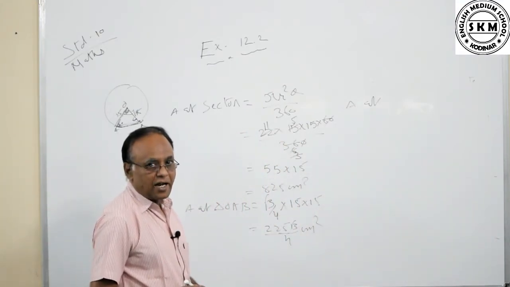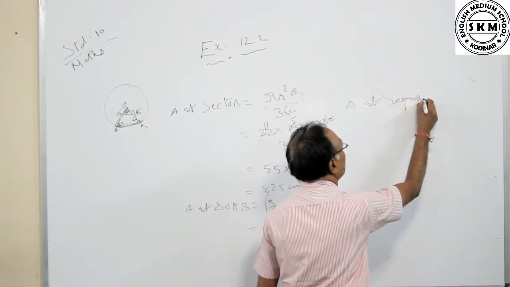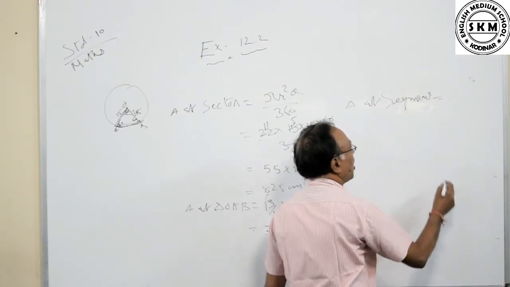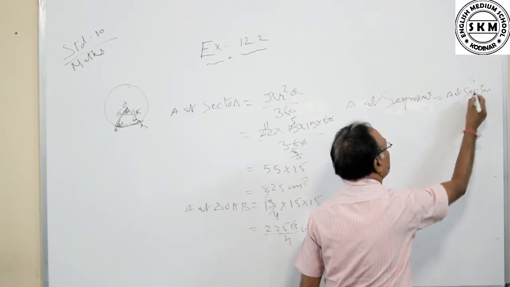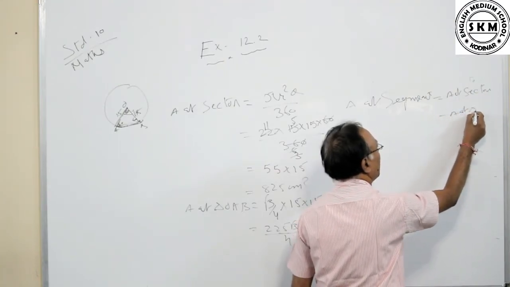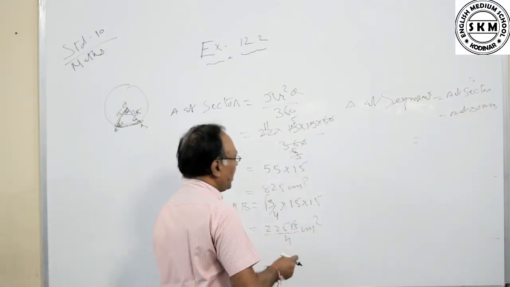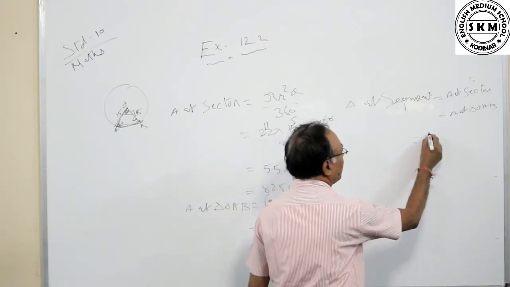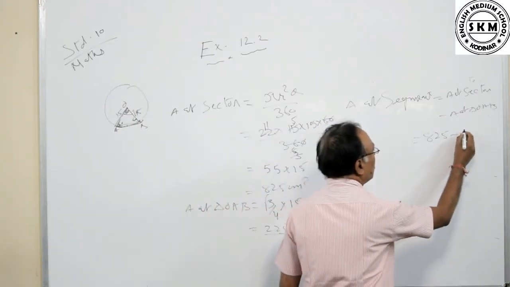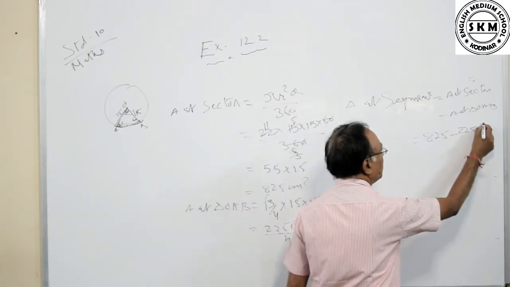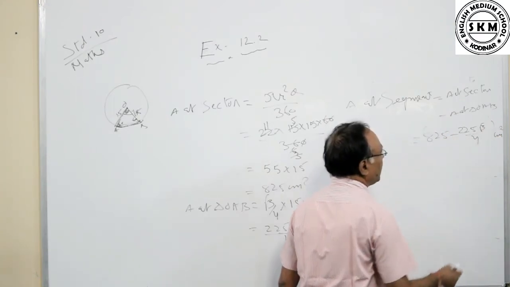Now the question is not about the sector or the triangle. The question is the segment. So area of the segment is equal to area of the sector minus area of triangle OAB. Here I gave the triangle name as OAB. Area of the sector we found is 825, minus 225 root 3 upon 4 centimeter square.